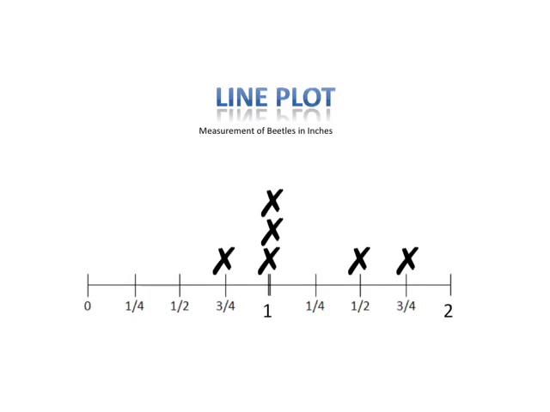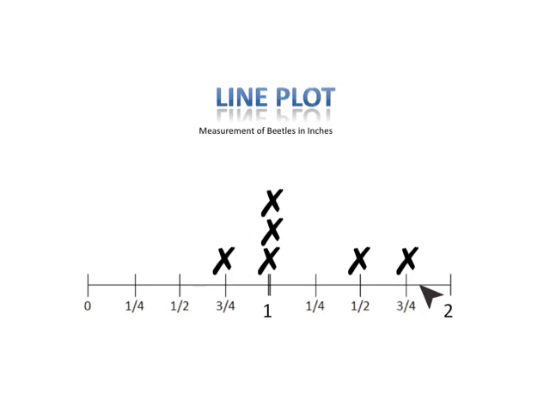Our line plot tells us several things. It tells us that there's 6 beetles measured. It tells us that the shortest beetle was 3/4 of an inch, and the longest beetle was 1 3/4 of an inch. If you were asked how much longer the longest beetle on this line plot is than the shortest beetle, we would have to look at it to find the answer.